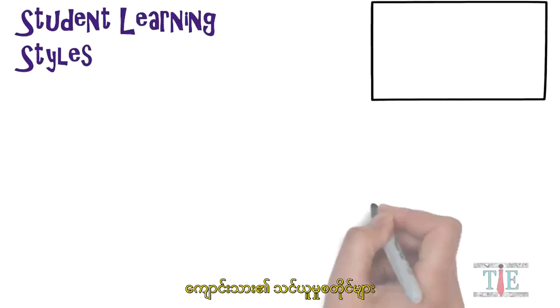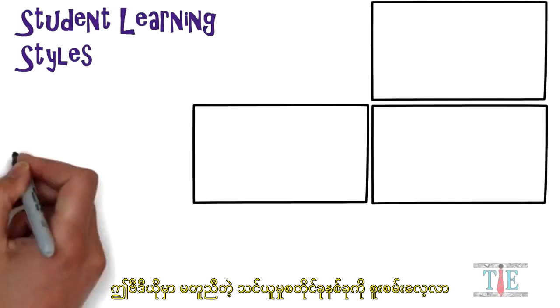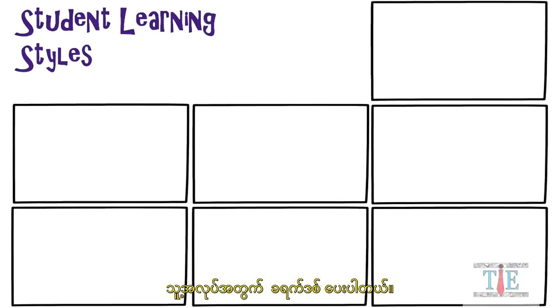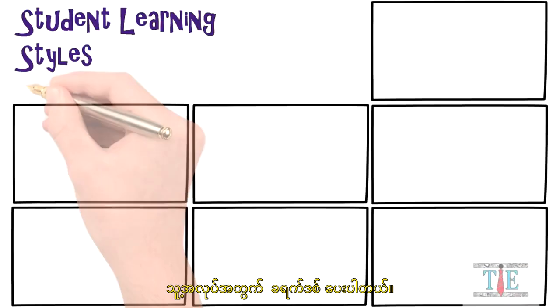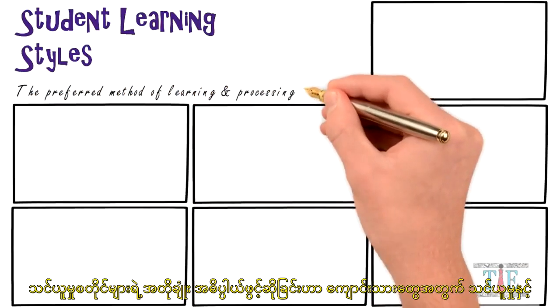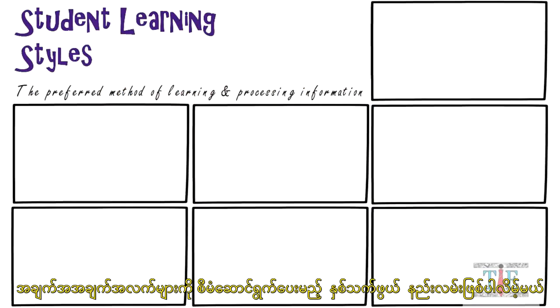Student learning styles. This video will explore the 7 different learning styles with a credit to Howard Gardner for his work. A brief definition of learning styles would be the preferred method of learning and processing information for students.